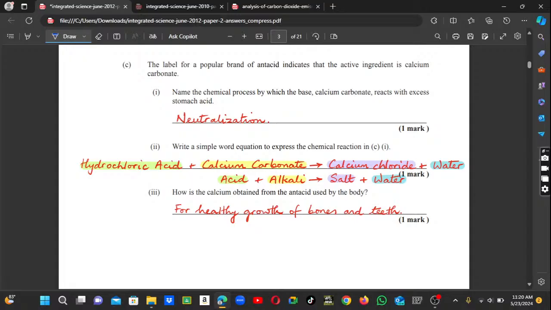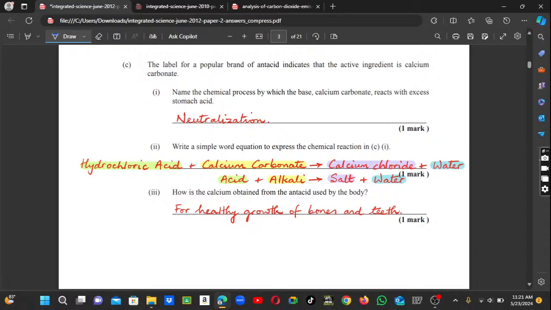Alright, so here it says we need to name the chemical process by which the base calcium carbonate reacts with excess stomach acid. We are talking about neutralization. So they're talking about neutralization, guys. If you're new to that term, you can research it. Neutralization in the excess stomach acid neutralizes the acid in a sense.